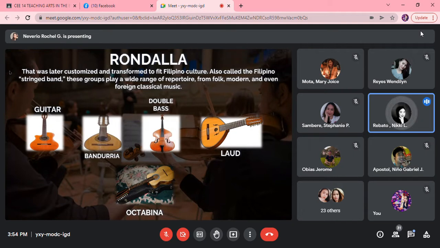So the Rondalya is an ensemble of string instruments played with the plectrum or pick and generally known as a plectrum instrument. It originates in medieval Spain. So the word rondalya is from the Spanish ronda meaning serenade.